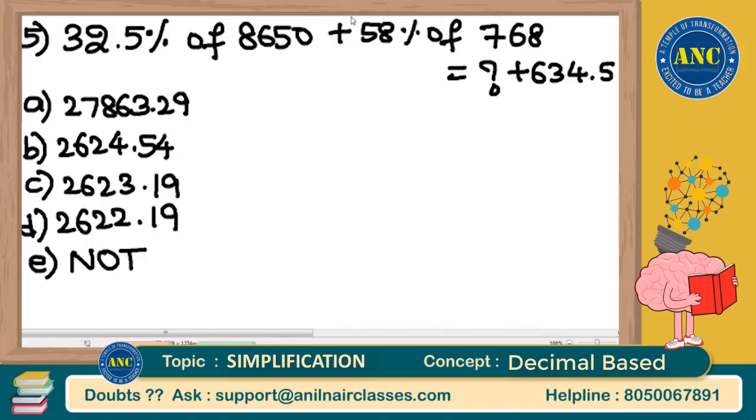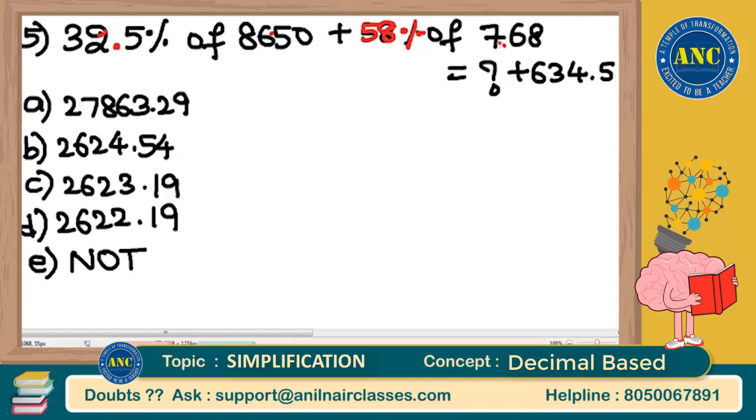Once again, I told you just before some time this statement. Again, it's a very difficult question to solve. 32.5 percentage means by 100. If I use that by 100 for the second term, it becomes 86.5. 32.5 into 86.5 is not an easy multiplication. Again, 58 percentage by 100 used on this term becomes 7.68. 32.5 into 86.5 is a time consuming multiplication, and 58 into 7.68 is again a time consuming multiplication.